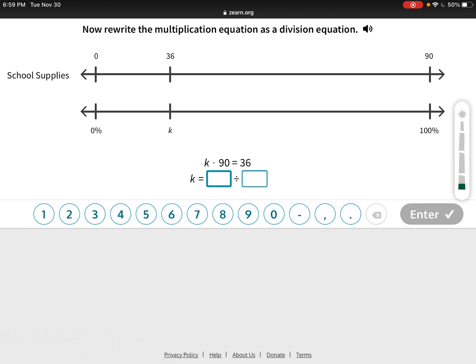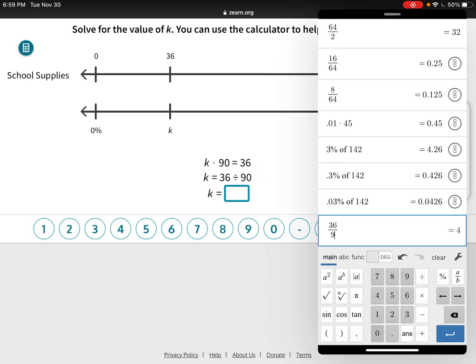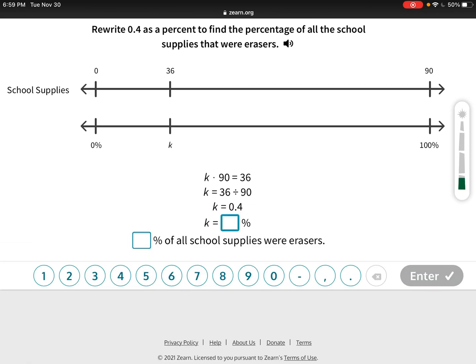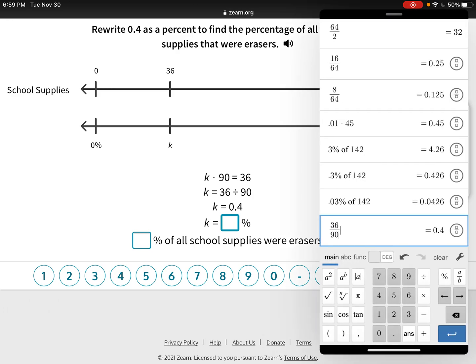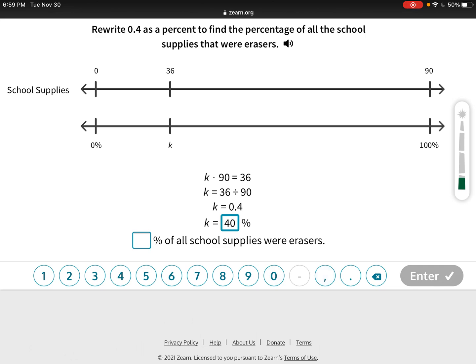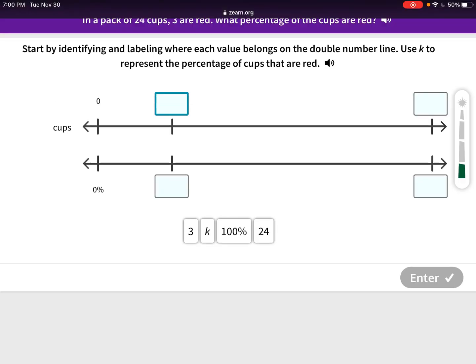So then instead of multiplying to solve for that unknown, we're going to do the opposite and divide. So we're going to take 36 divided by 90. 36 divided by 90 is 0.4. Make that a percent, so 2 places to the right. So I highly suggest you guys, as you're going through this, actually write just this part down so that you don't lose track of that, because sometimes you mix up those zeros. Okay, first tower done. I always forget to click the brain.